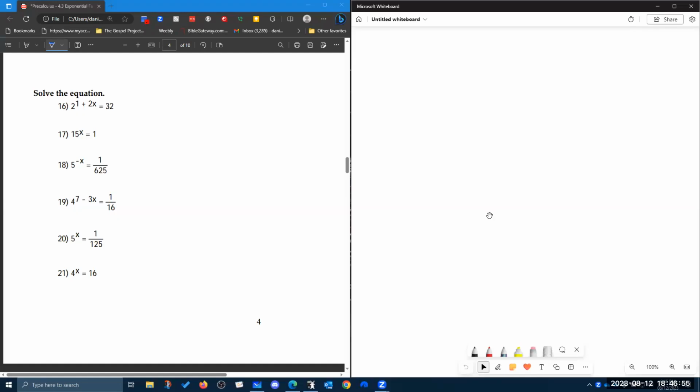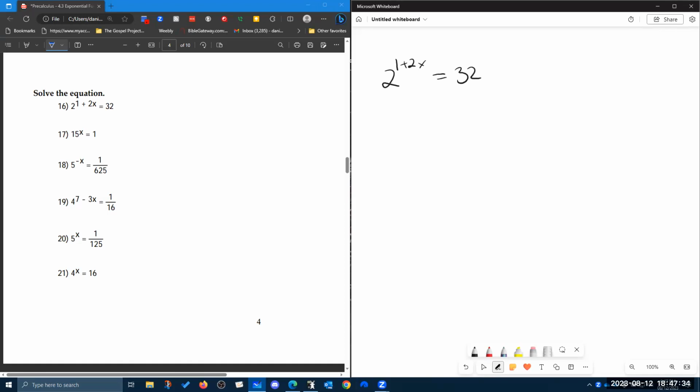We looked at graphs of exponential functions last time. One of the things about exponential functions that we saw is that every exponential function is 1 to 1, meaning that if an exponential function is equal to something that can be written with the same base, then if the bases are equal and the y values are equal, the x values have to be equal. So let me show you an example here from number 16, 2 to the 1 plus 2x, with 1 plus 2x the exponent, equals 32.